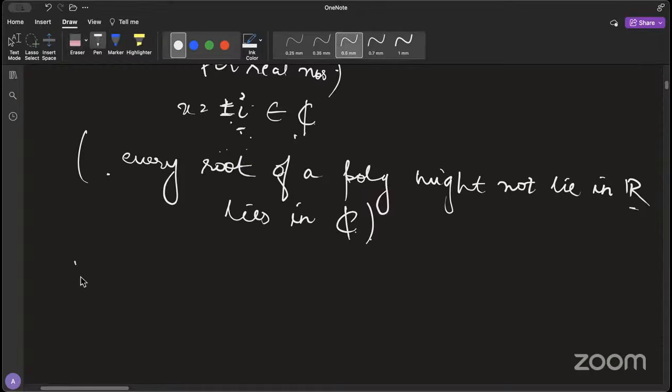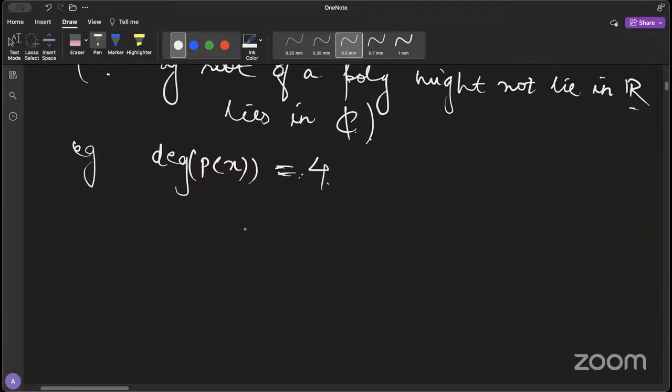So if you have this example, let's say where you have been given a polynomial P(x) and the degree of P(x) is given to be, let's say, 4. Then what is the possibility? How many real roots can I have?